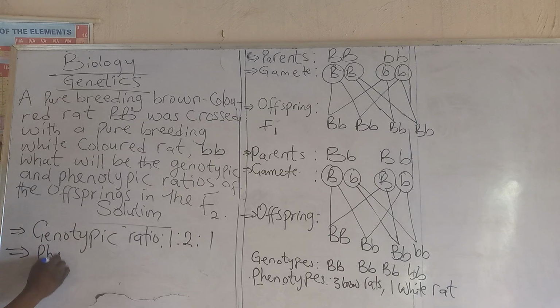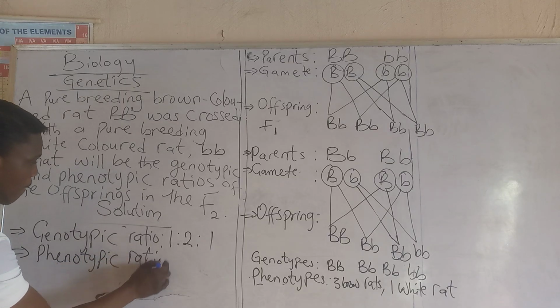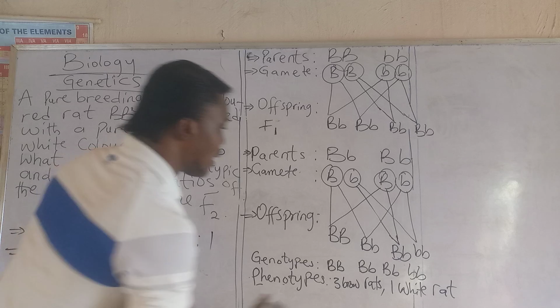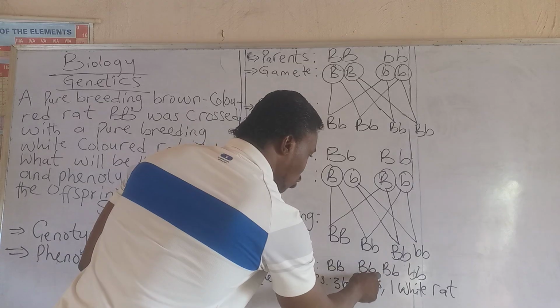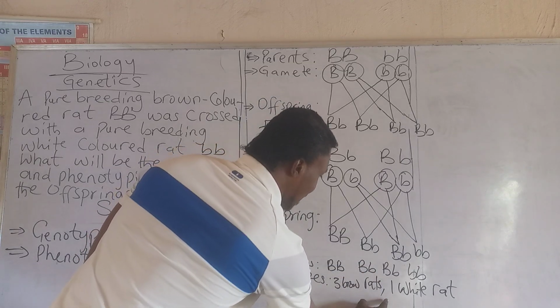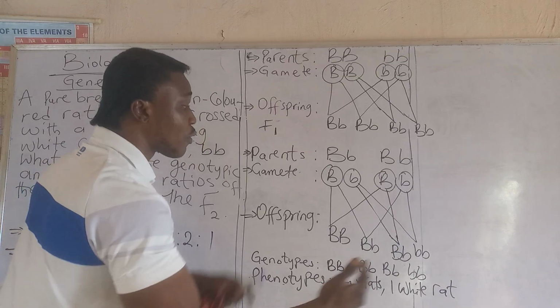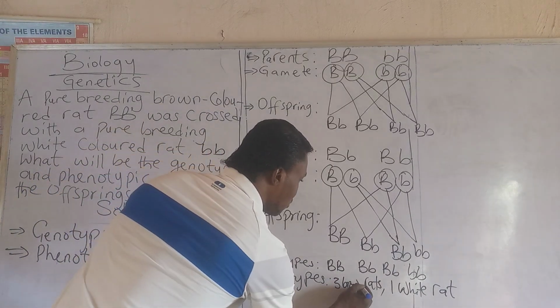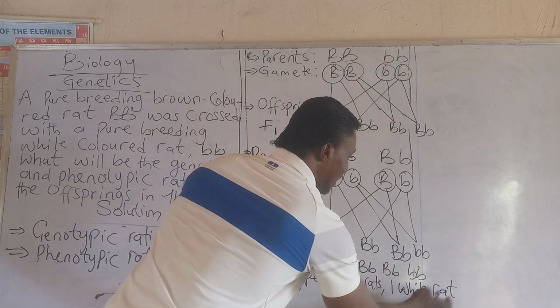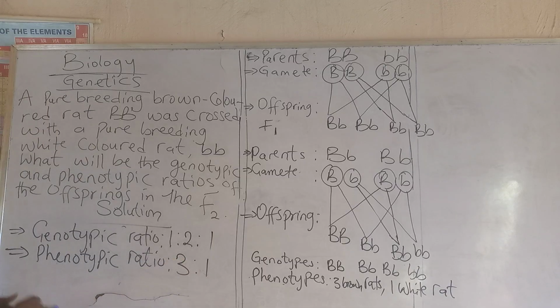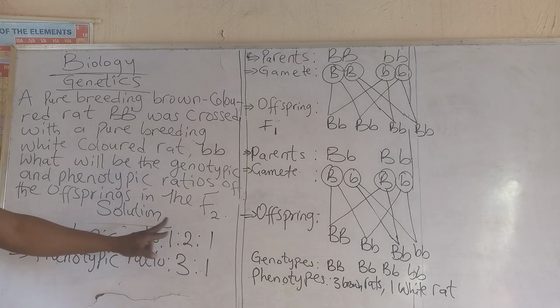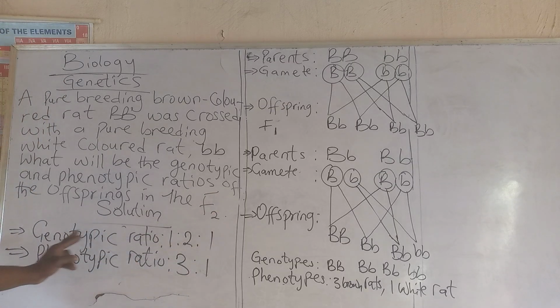Then phenotypic ratio. From here you see that this is a brown rat. This is also brown because this one dominates. Look at it, 3 brown rats. I've written them down. You get your phenotypic ratio from the phenotypes. So there are 3 brown rats and 1 white rat. So phenotypic ratio becomes 3 ratio 1. So the answer to that question is that genotypic ratio is 1 ratio 2 ratio 1. Phenotypic ratio is 3 ratio 1.